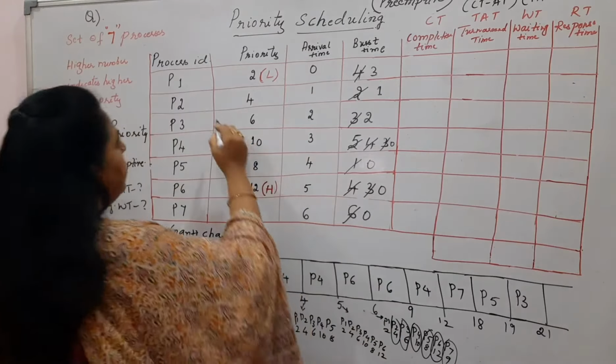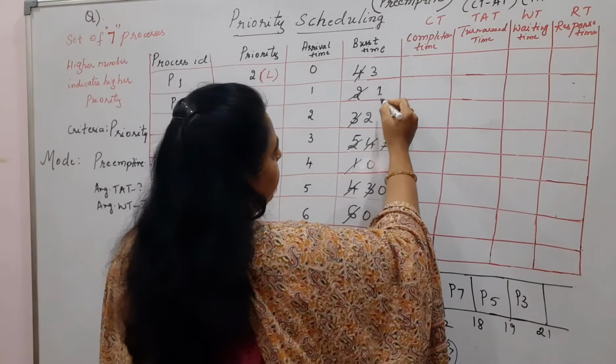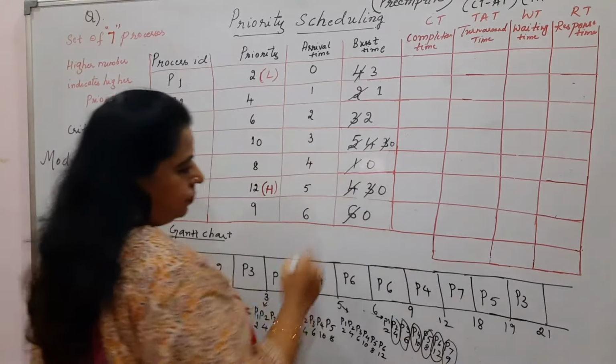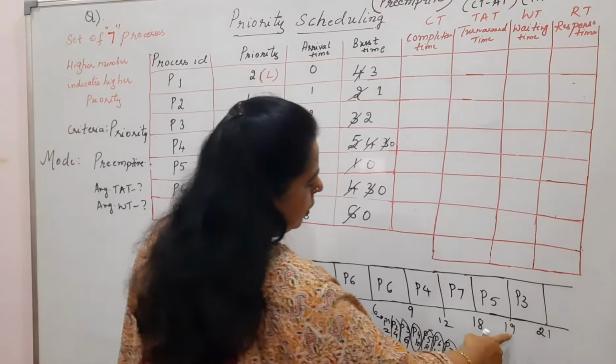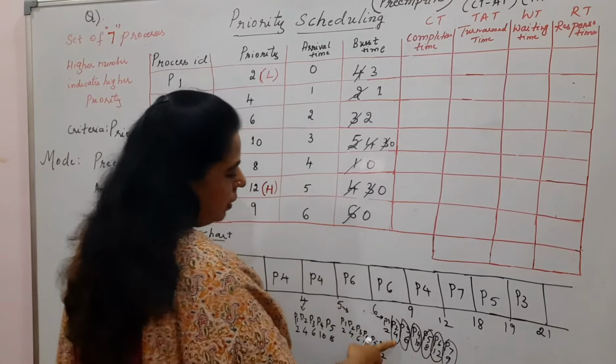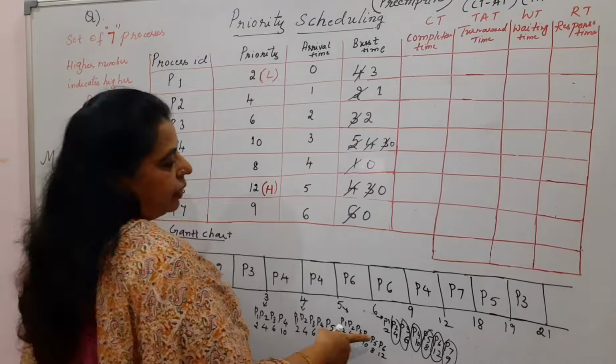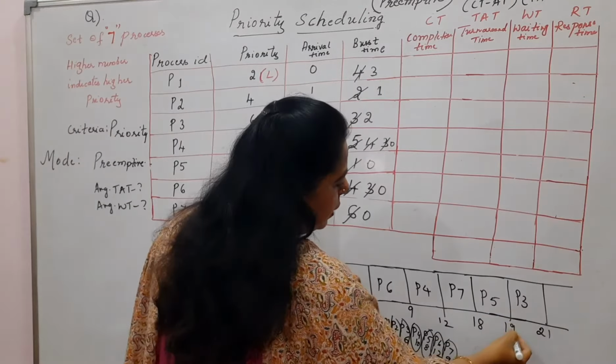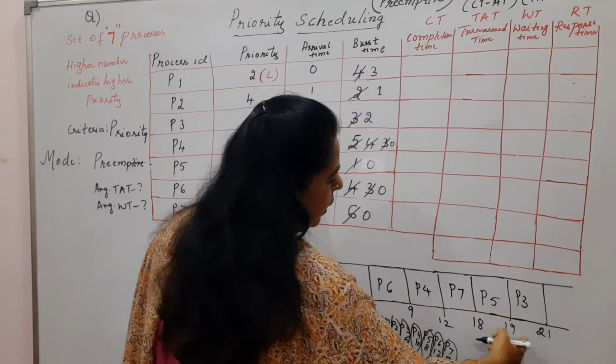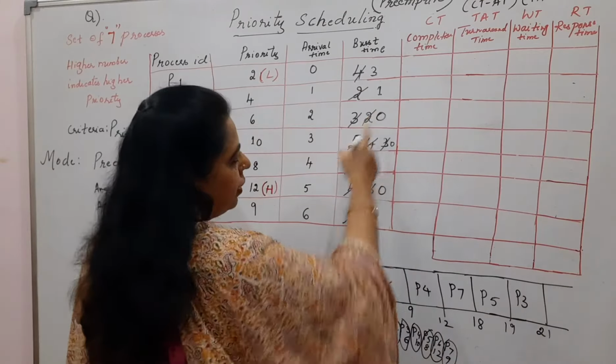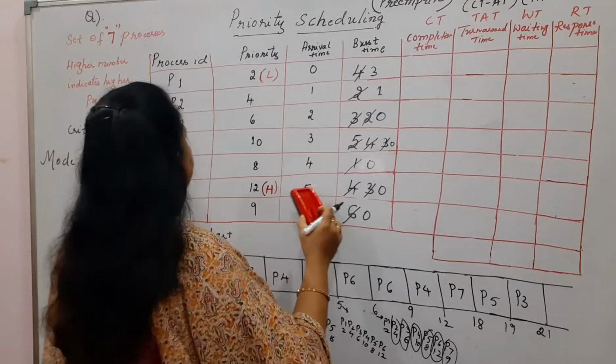P2 priorities this one, and P2's remaining burst time is only 1. Okay, here 1 minute. P3, where did we execute P3? Yes, P3's burst time is 2, 19, 20, 20. So it became 0. No, that I have to mention. Okay.